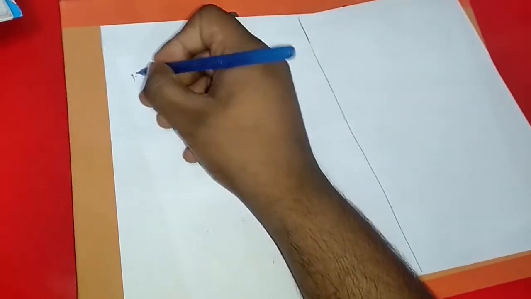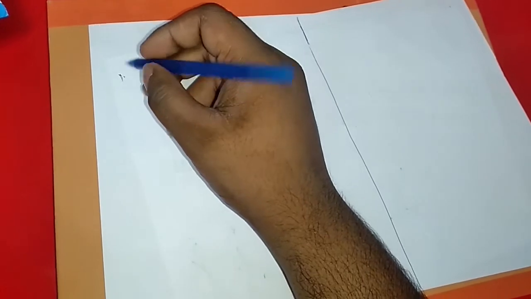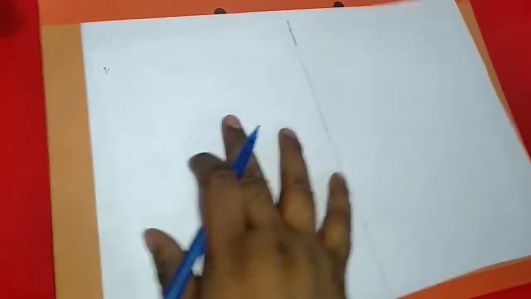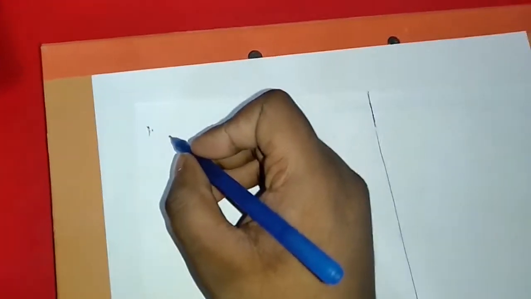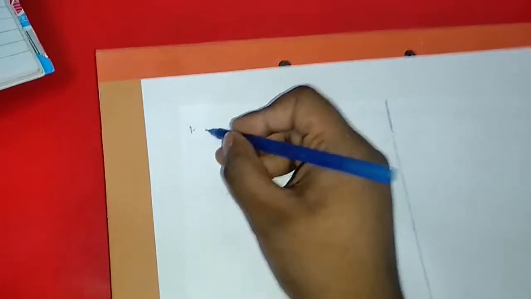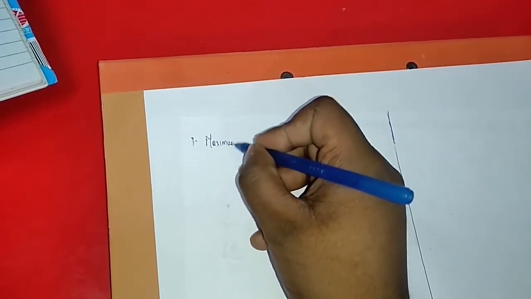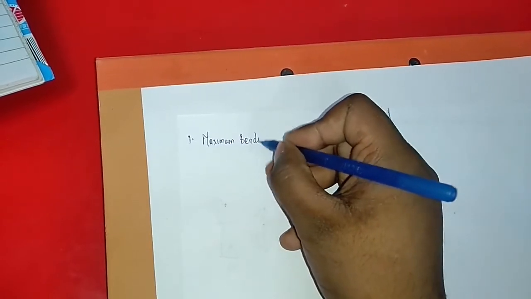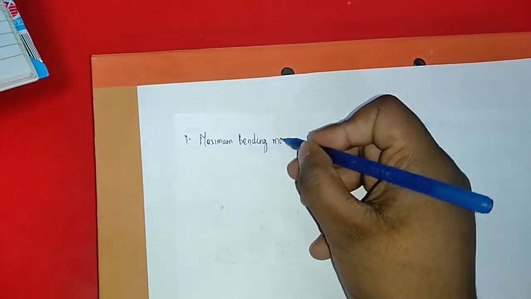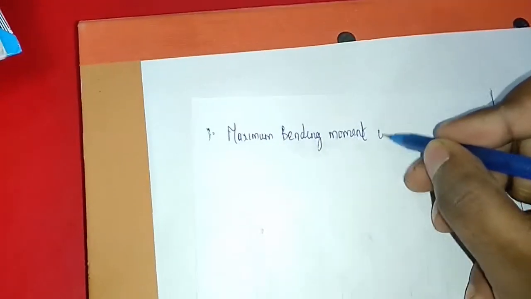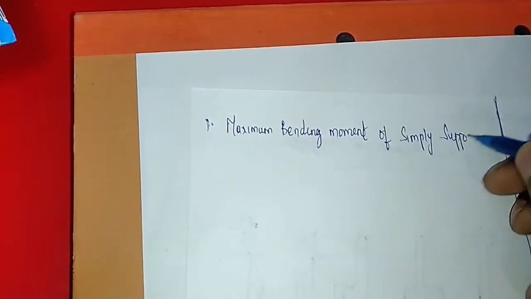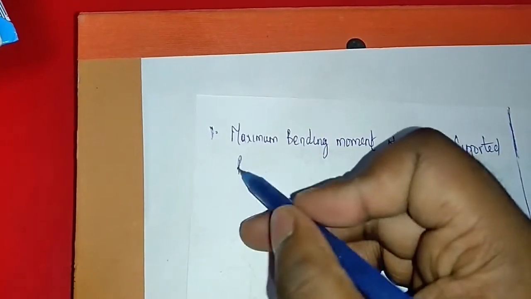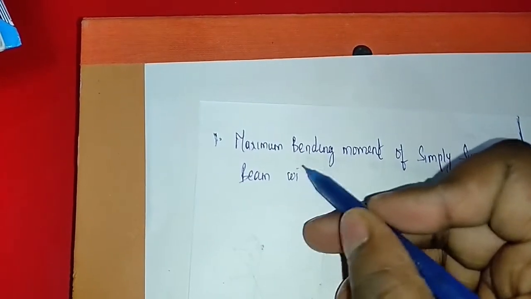Very simple questions only. So first one is the maximum bending moment formula. We are going to see the maximum bending moment formula for some beams. First, the maximum bending moment of a simply supported beam with point load.